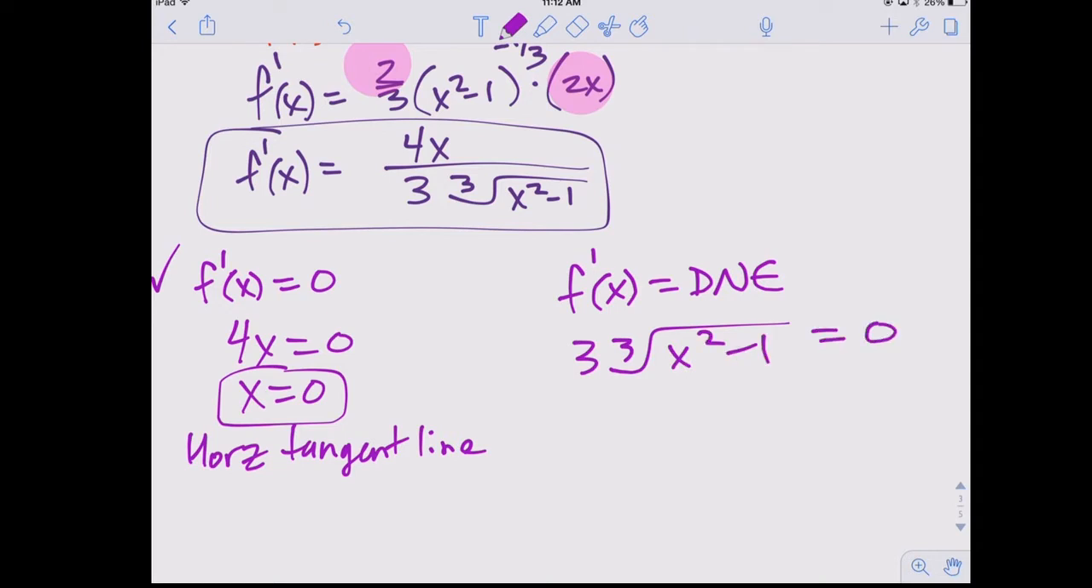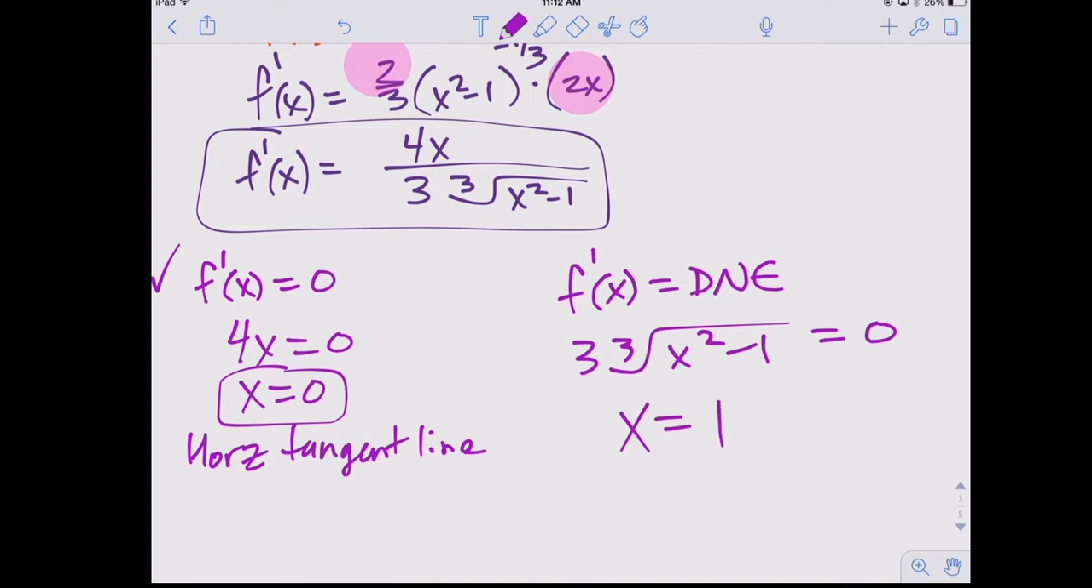Now, are we trying to avoid negatives under this radical? Because that could make the derivative undefined too. Or is it okay to have negatives under a cube root? Cube root of negative 8 is negative 2. Yeah, so it's good. We just don't want to divide by 0. Now, without showing any work, as long as you show that, you could go straight to your answer. What two values give you 0 when you plug them in for x?